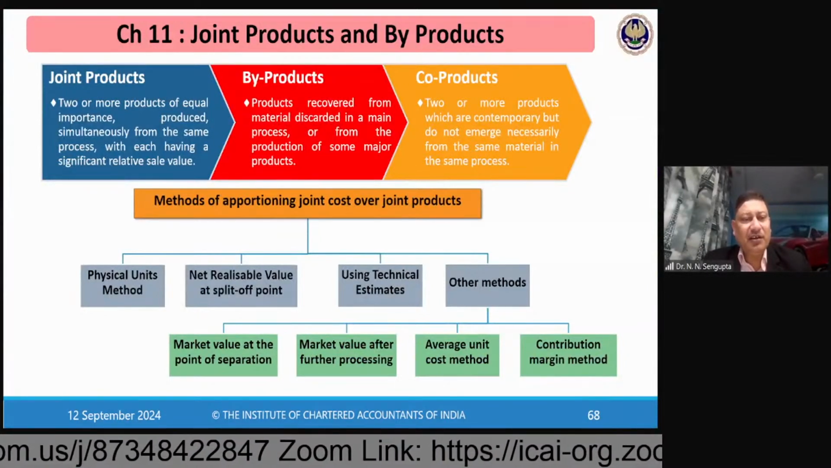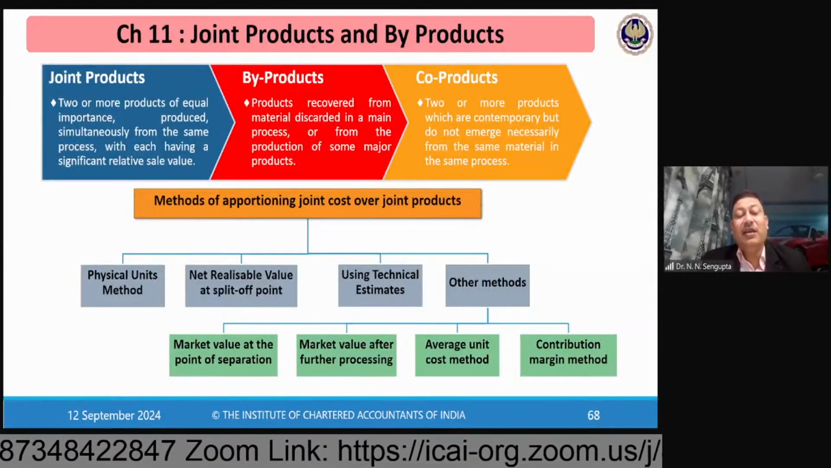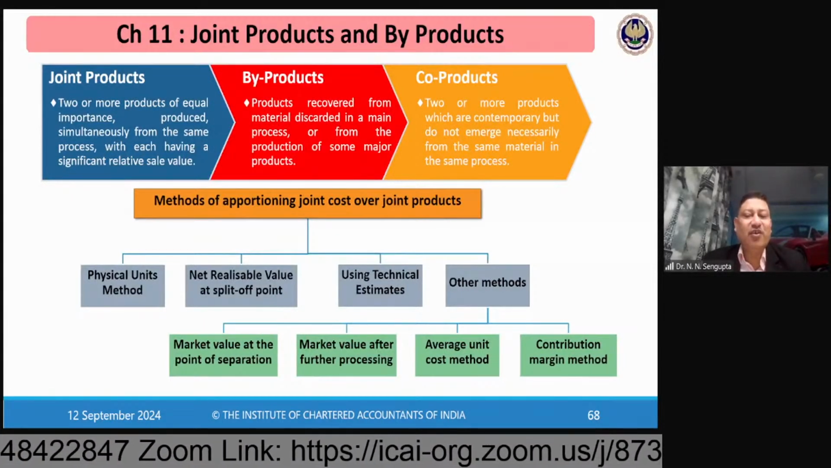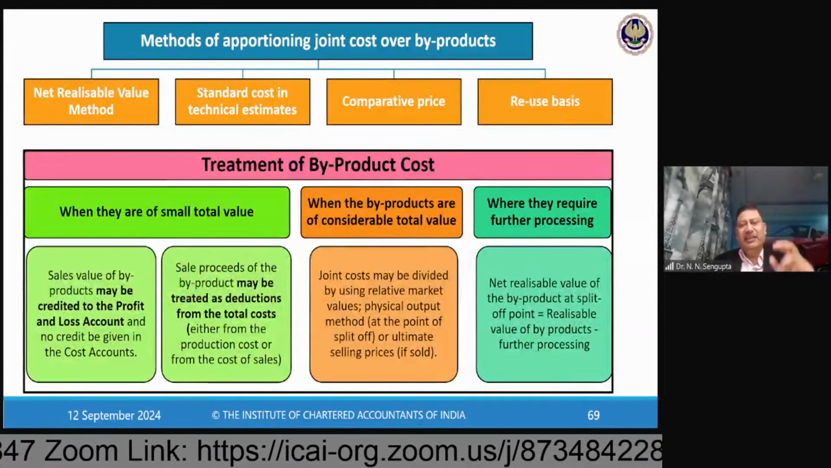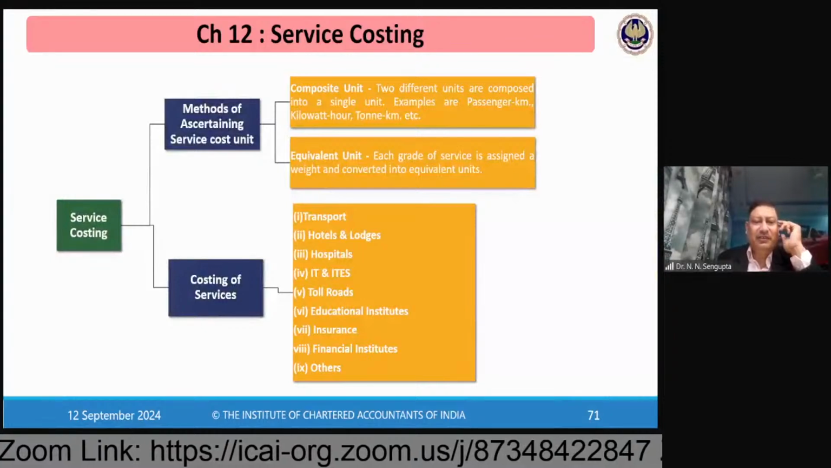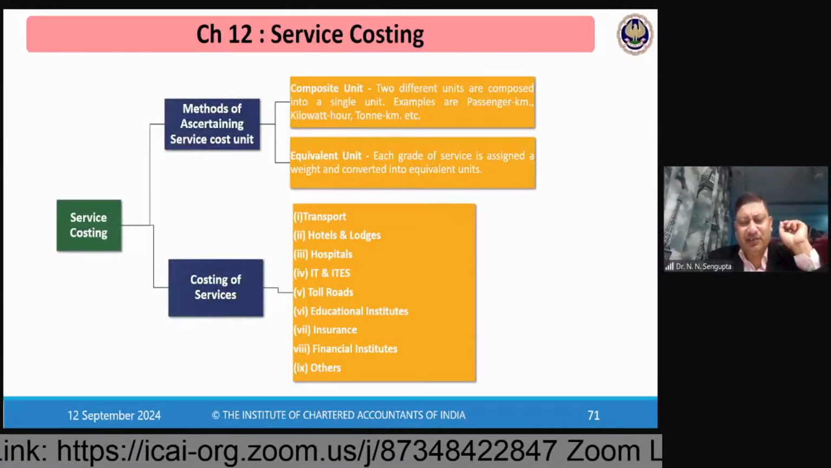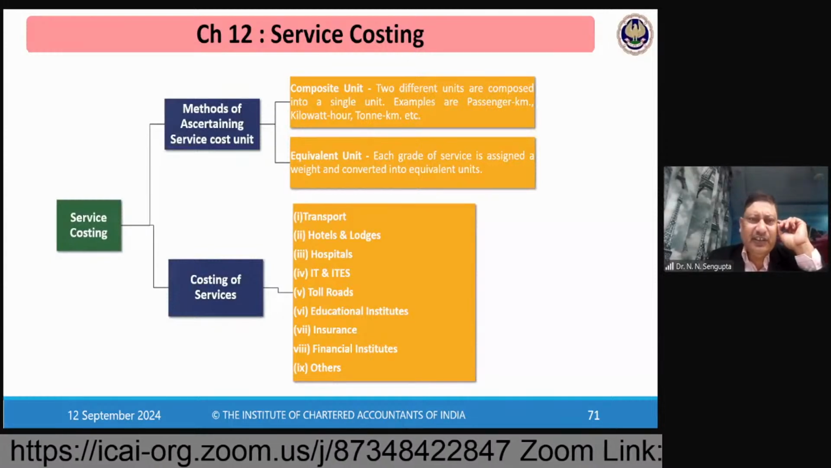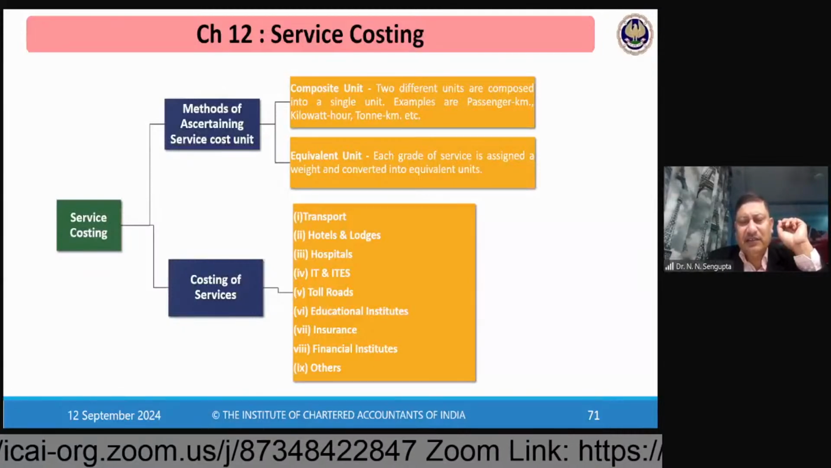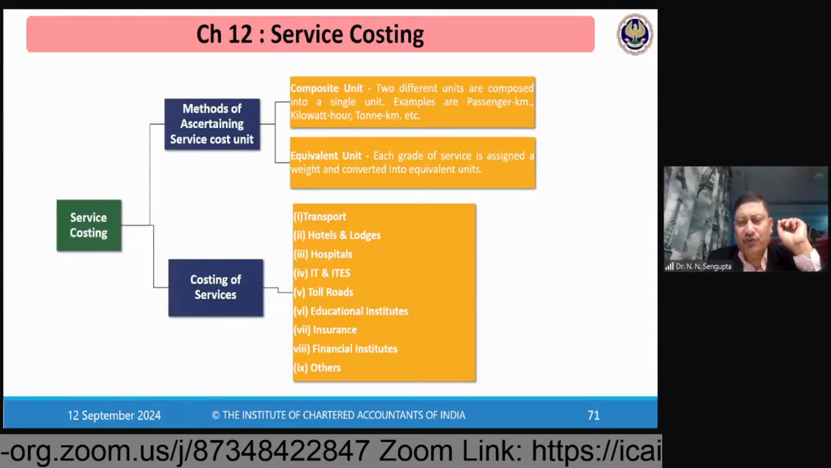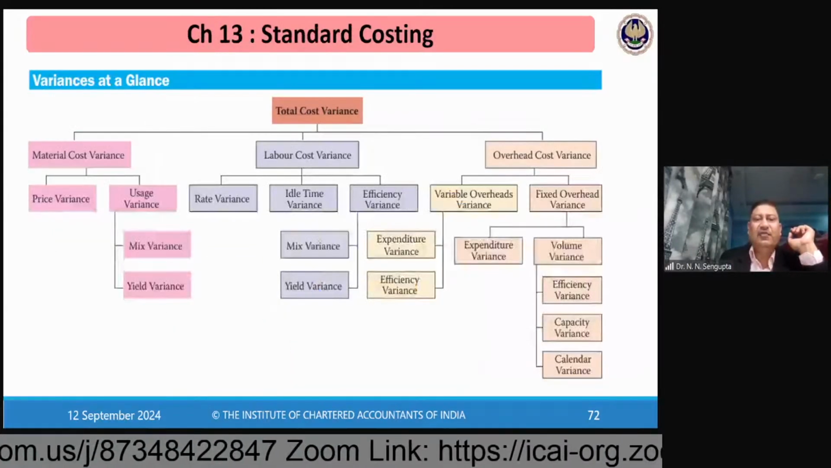Then there is the concept of joint product, concept of byproduct, concept of co-product, and how you are going to apportion the joint cost over the joint products. Various treatments, obviously, that is also part of the things. Then very, very important, again, from the numerical point of view, is service costing. There are various service sectors included in your syllabus, like transport, hotels and lodges, hospitals, information technology, toll roads, educational institutions, insurance, financial institutions, and a few others.